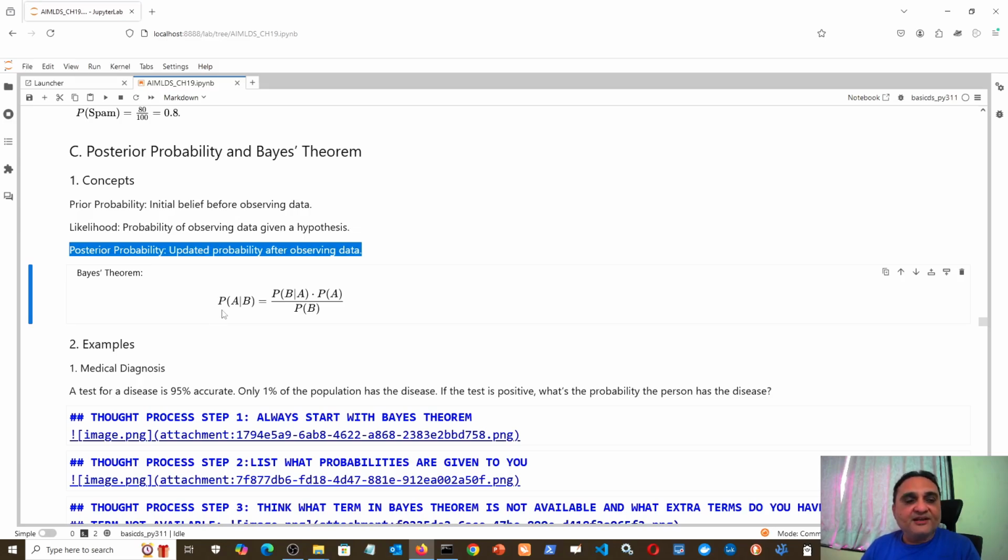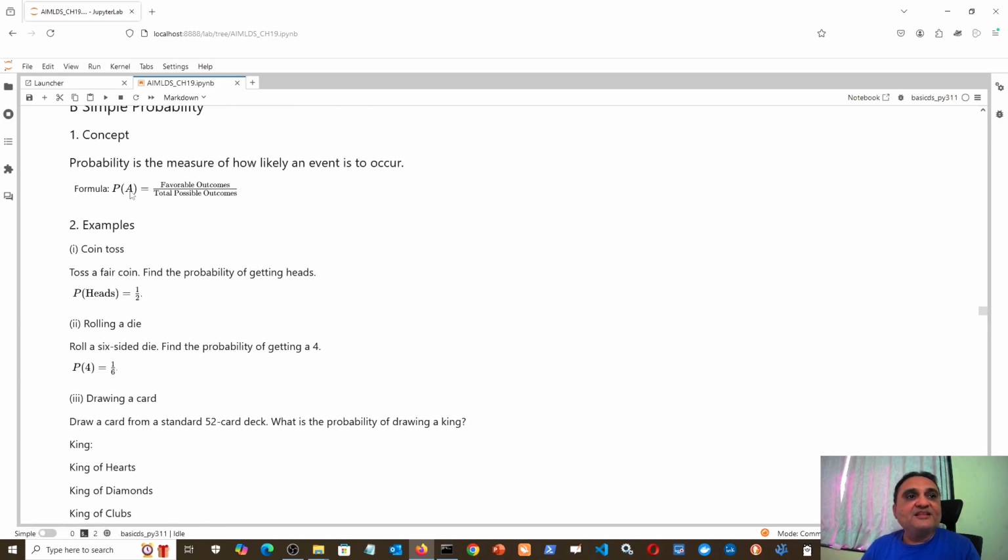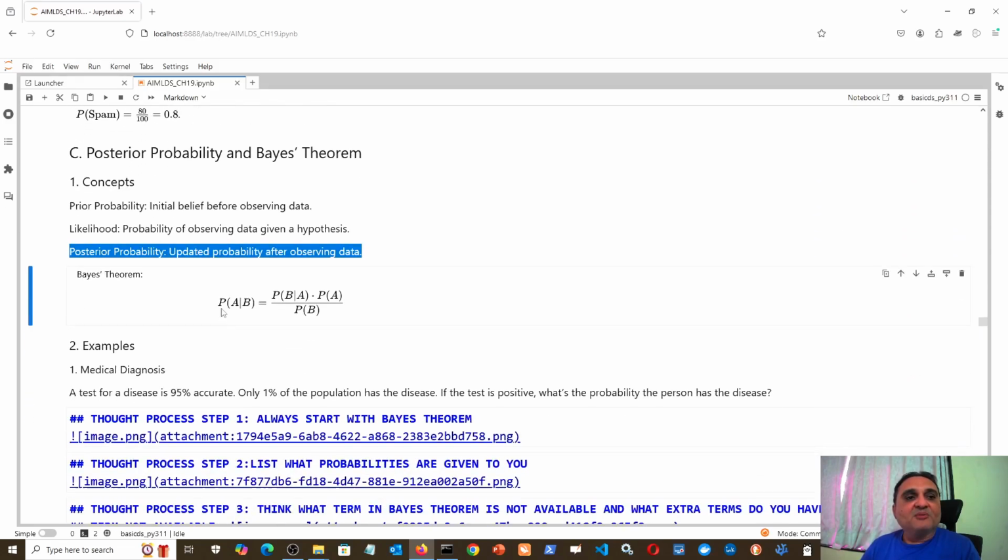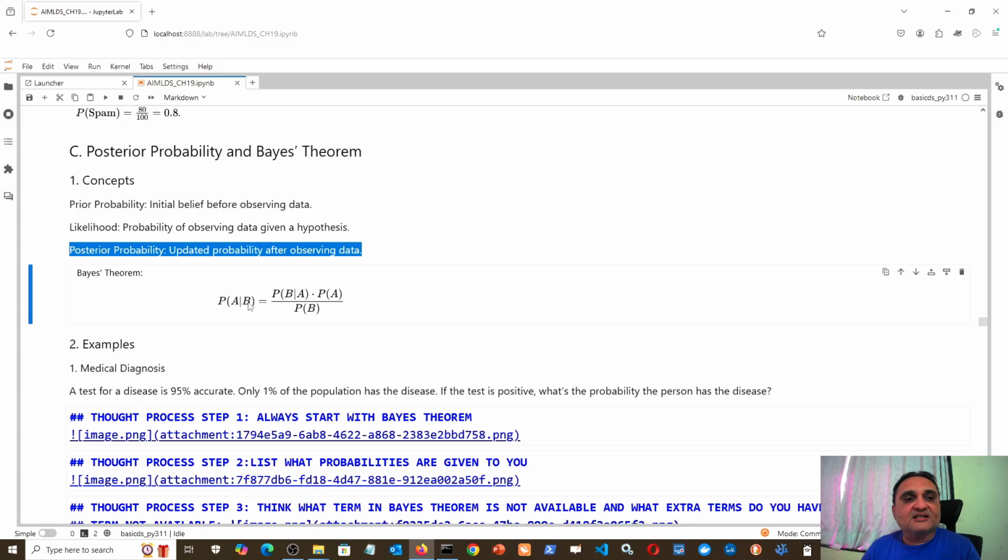So this probability of A given B has already occurred is different than this probability of A. This is called simple probability. But the probability of A given B has already occurred is not the same as the absolute probability of A. This is the absolute probability of A, while this I can call something like the relative probability of A.